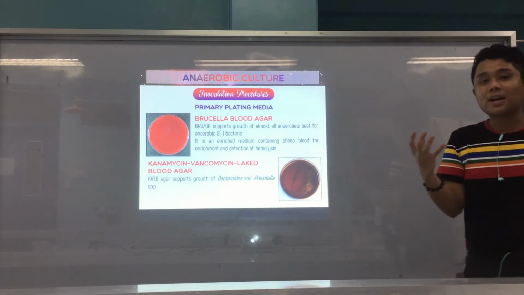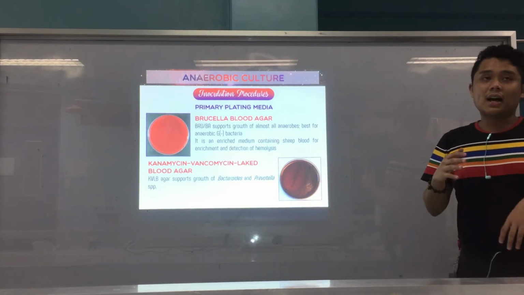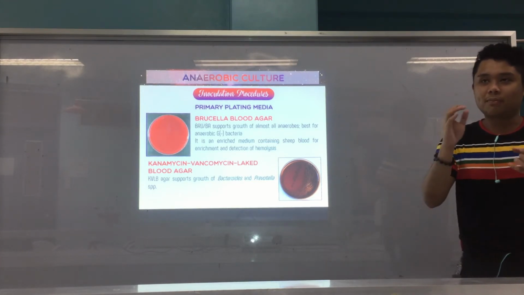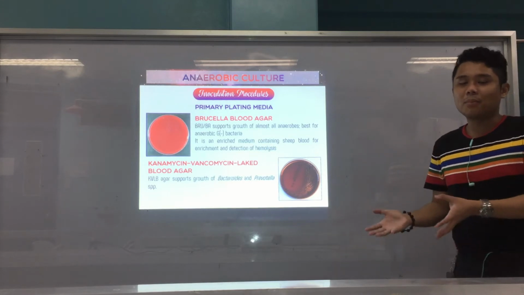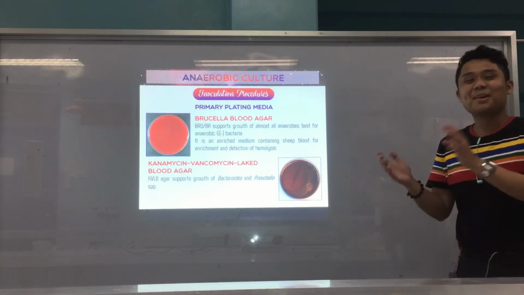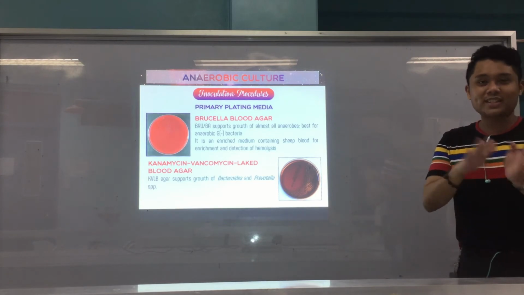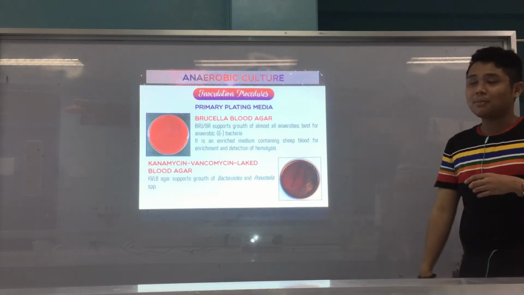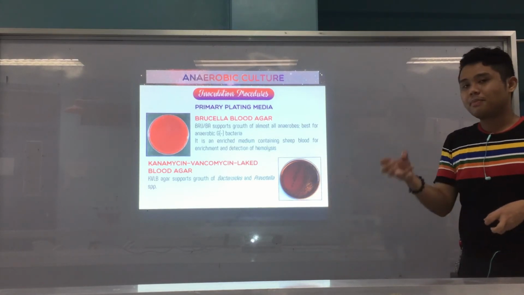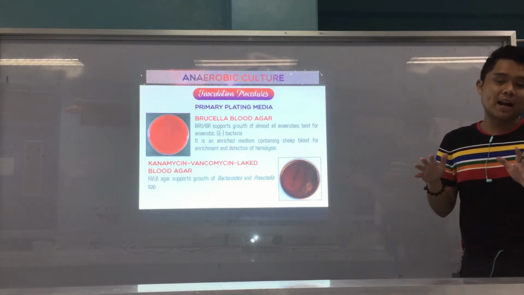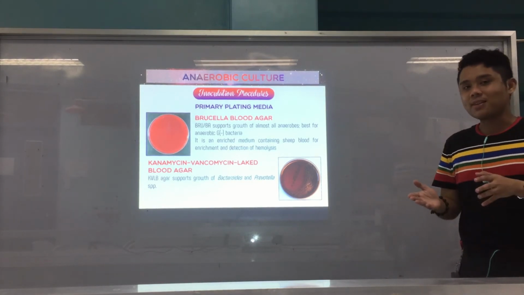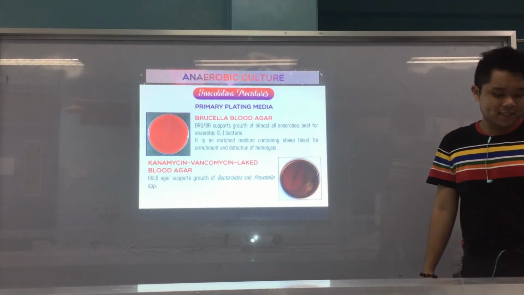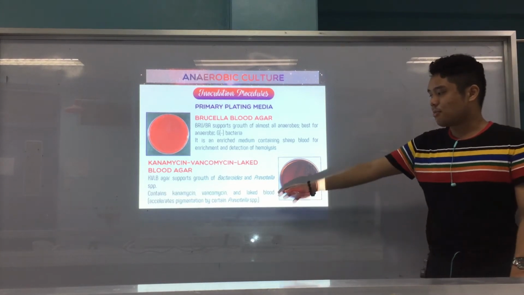When you say laked, the blood, or the red blood cells, has undergone repeated freezing and thawing. So, gipagahi siya, gi-freeze, tapos gipamelt, then gipagahi, gipamelt. Alright, so repeated freezing and thawing of the blood para mulize ang cells. Blood agar yung base, tapos gilake ang blood para again mulize ang cells. And giadan og mga kanamycin, vancomycin, which are antibiotics. So it contains kanamycin, vancomycin, and laked blood.